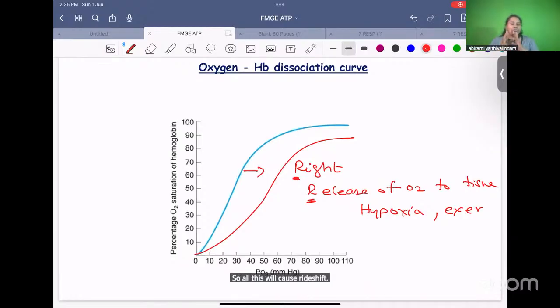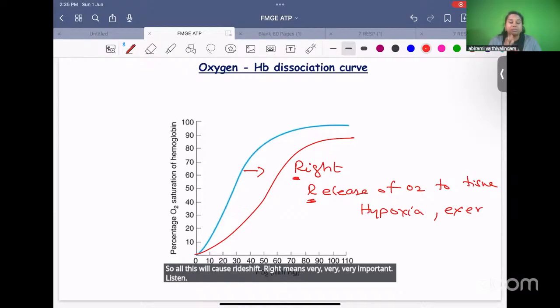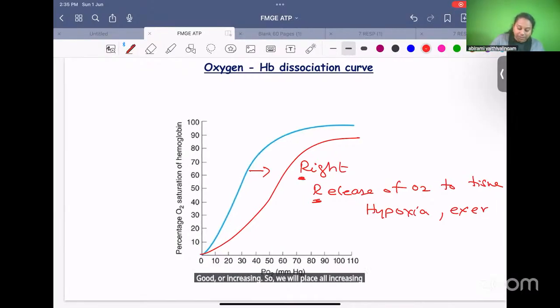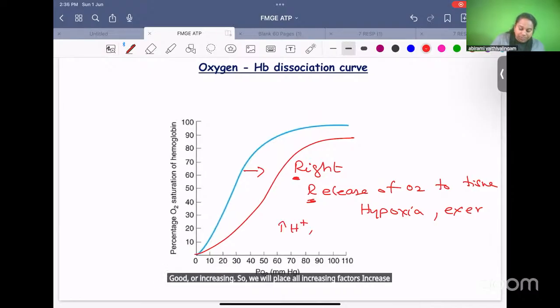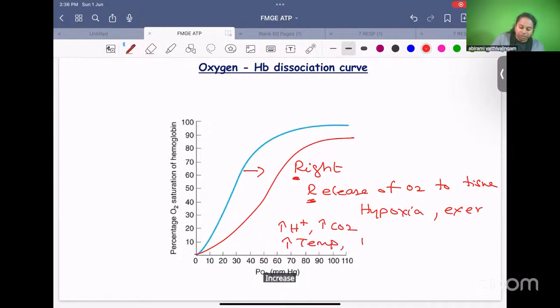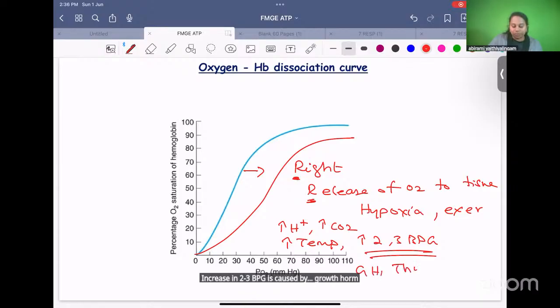Right means something good or increasing. So we will place all increasing factors: increase in H plus, increase in CO2, increase in temperature, increase in 2,3 BPG. Increase in 2,3 BPG is caused by growth hormone, thyroid hormones, and sex hormones, androgens. So growth hormone, thyroid hormone, and sex hormone also will cause right shift of the curve.